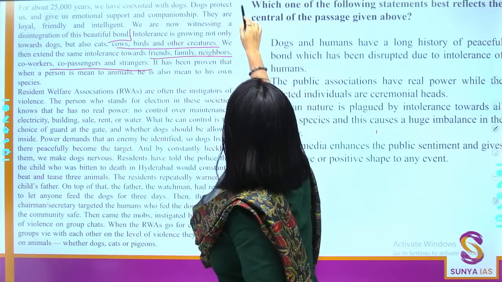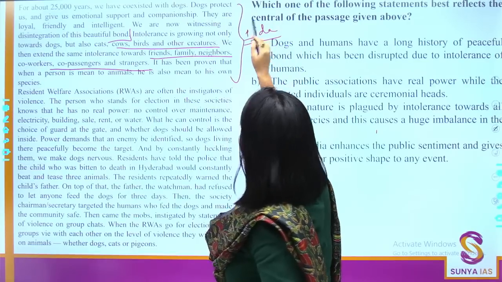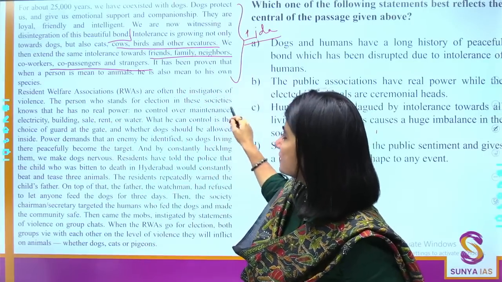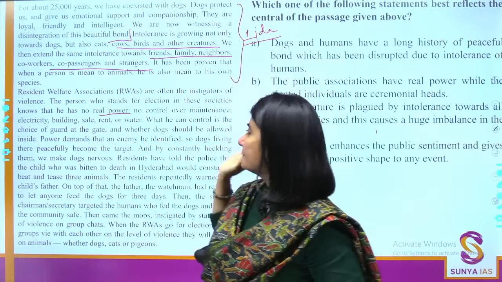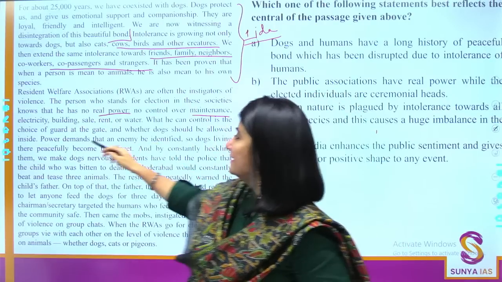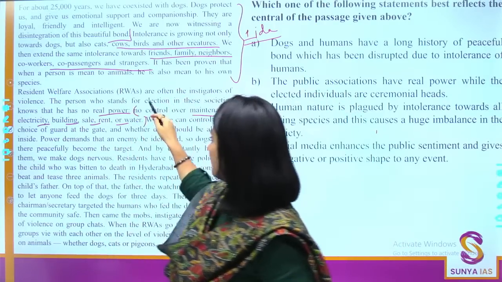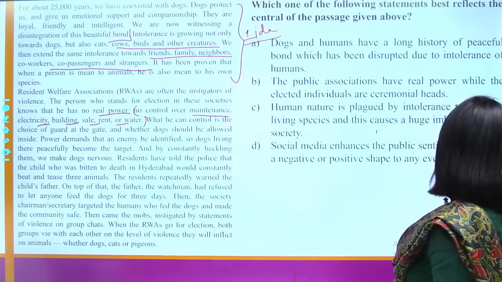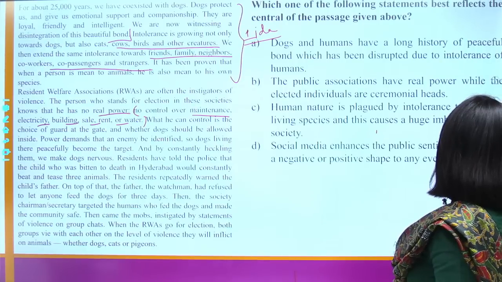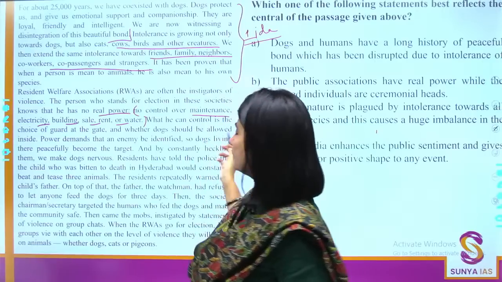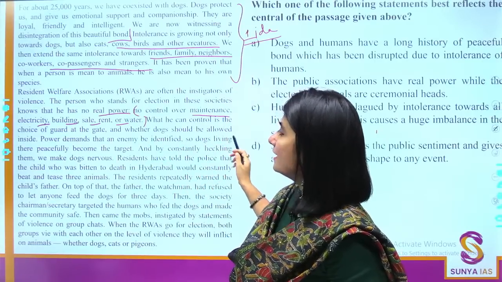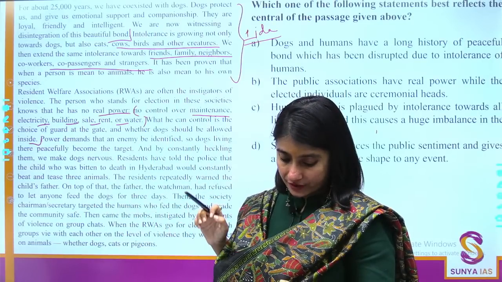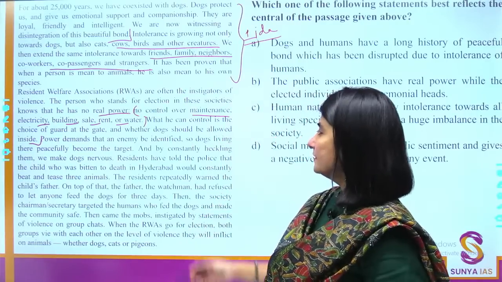So now this is one idea about intolerance. Second, the person who stands for election in these societies knows that he has no real power, no control over maintenance, electricity, building, sale, rent, whatever. So basically no power. So we are not reading this information again if we have to. Okay. Aage. What he can control is the choice of the guard at the gate and whether dogs should be allowed inside. So this person has limited power. That is what we are trying to affirm. Power demands that an enemy be identified.